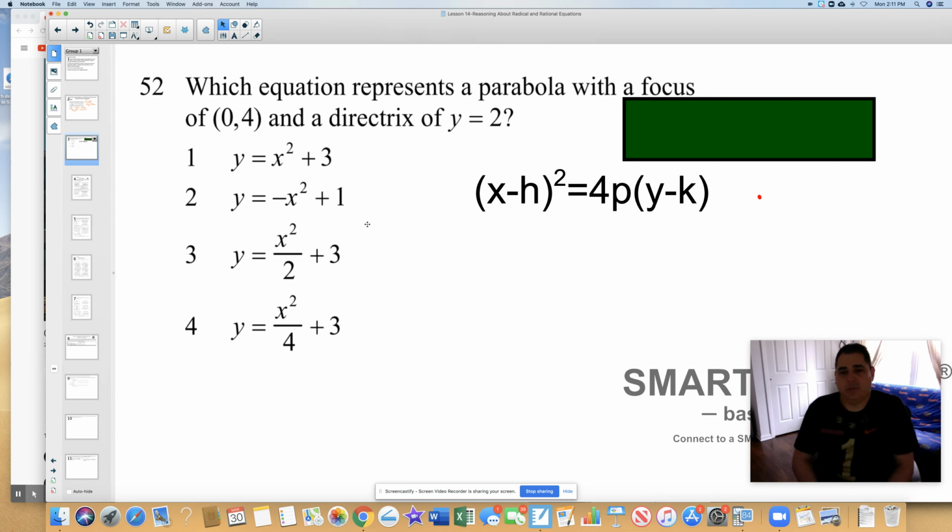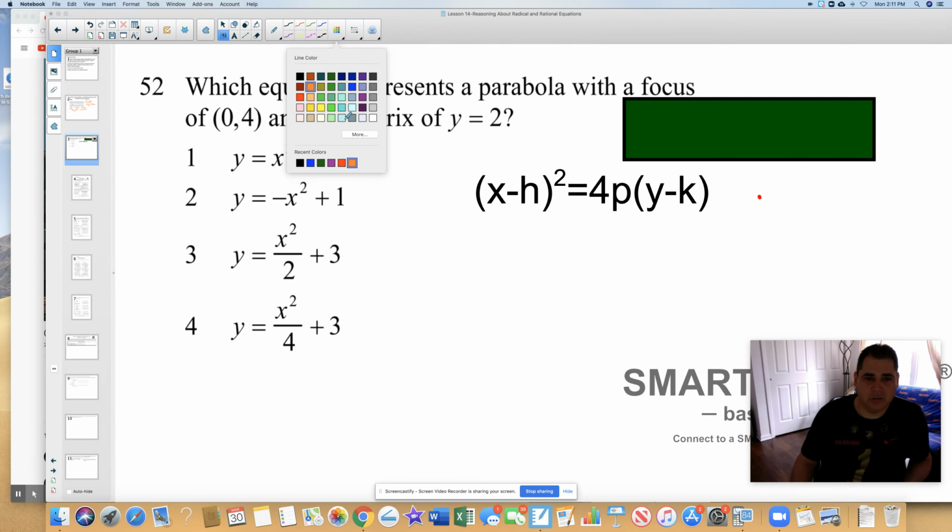X minus h in parentheses squared is equal to 4p times y minus k, where (h, k) is going to be your vertex. Right now, we don't know what the vertex is, so I like to sketch a little graph of what this looks like. Let's use this color, a light, subtle teal blue.